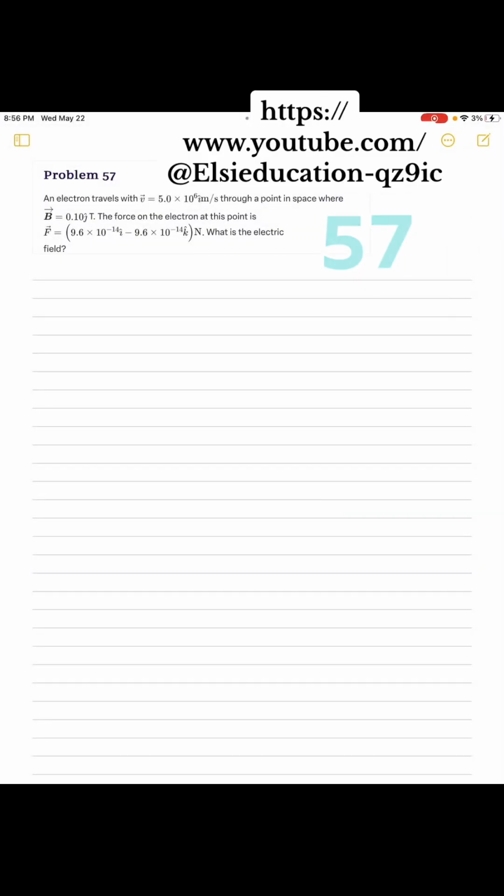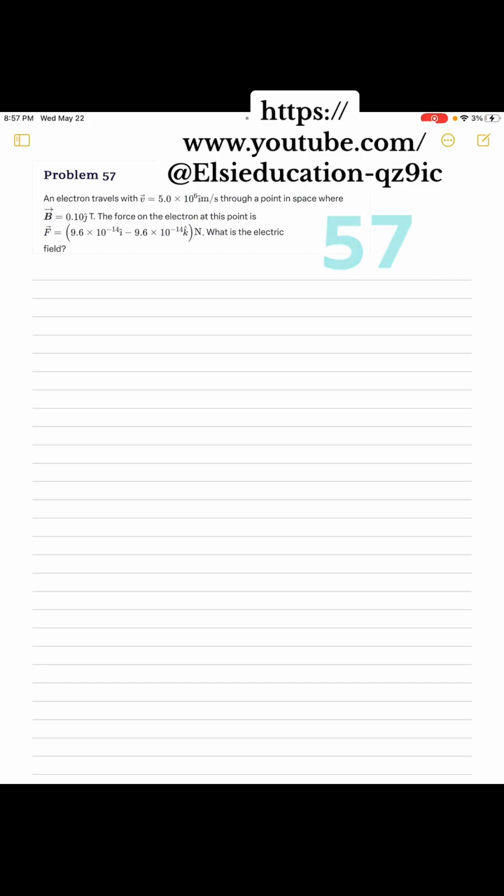Welcome back. Problem number 57. We have an electron with a speed of 5 multiplied by 10 to the power of 6 meters per second through a point in space, and we have a magnetic field of 0.1 Tesla. The force on the electron at this point is in two directions, and that's in Newtons. So now we have to find what is the electric field.